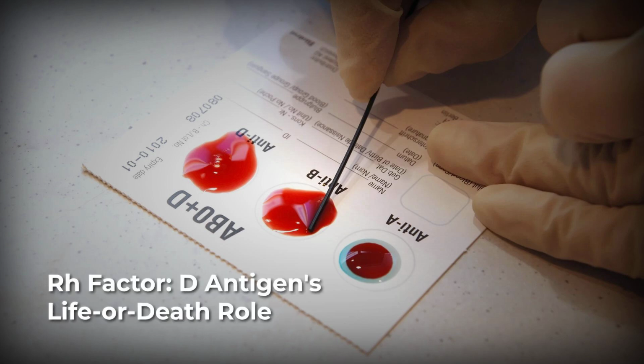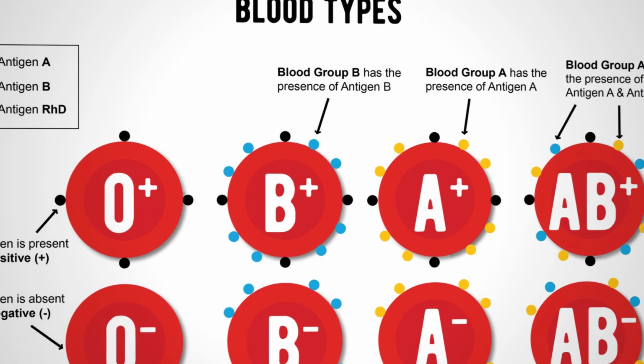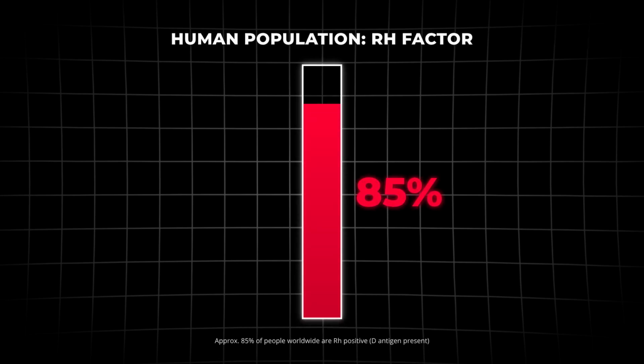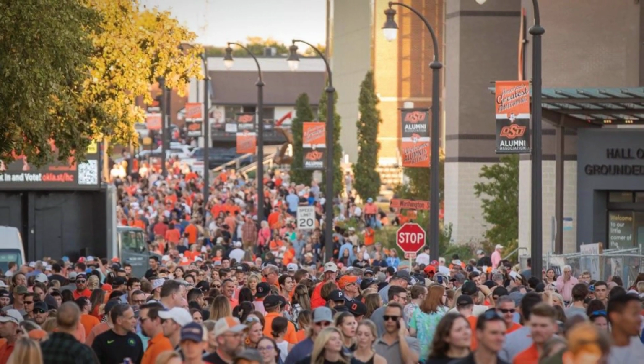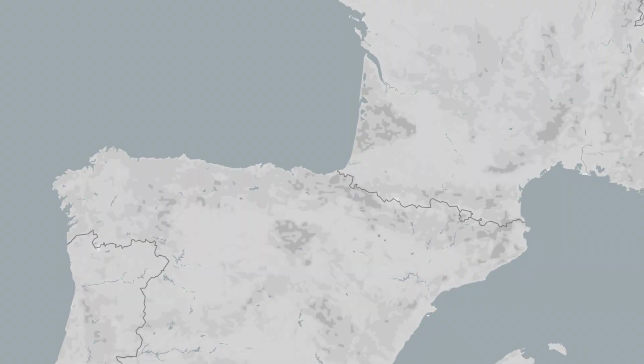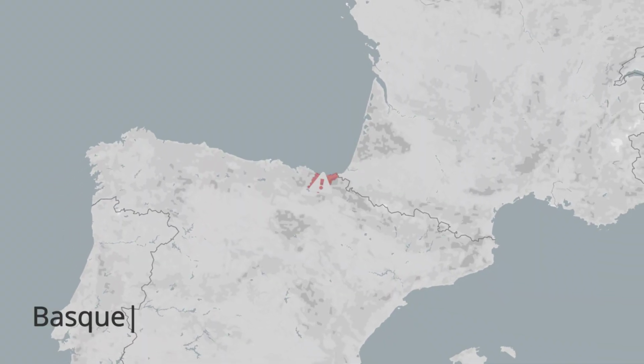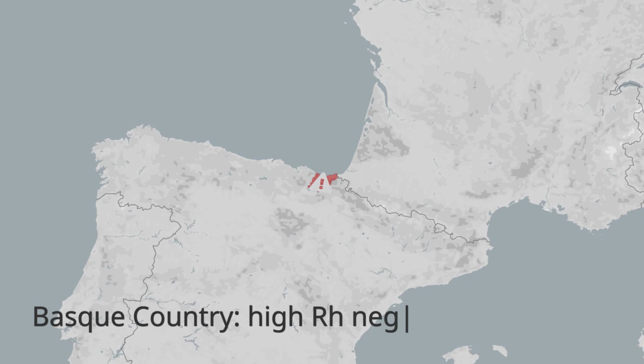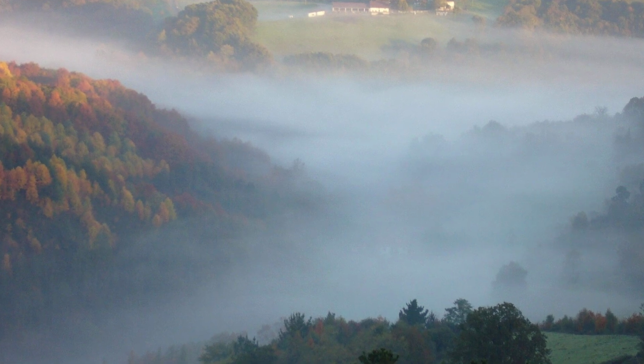But we're not done. Every blood type also has the Rh factor. This is the positive or negative part. About 85% of people are Rh positive, meaning they have a protein called the D antigen. The other 15% do not have it. This difference has massive consequences. The Rh negative trait is most common in people of European descent, particularly in the Basque region of Spain. No one knows exactly why.